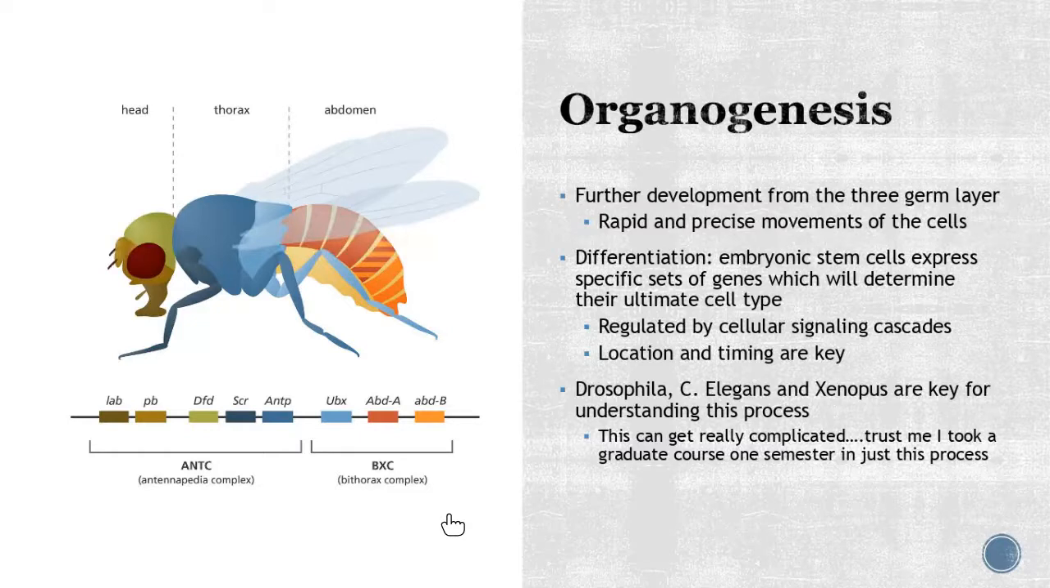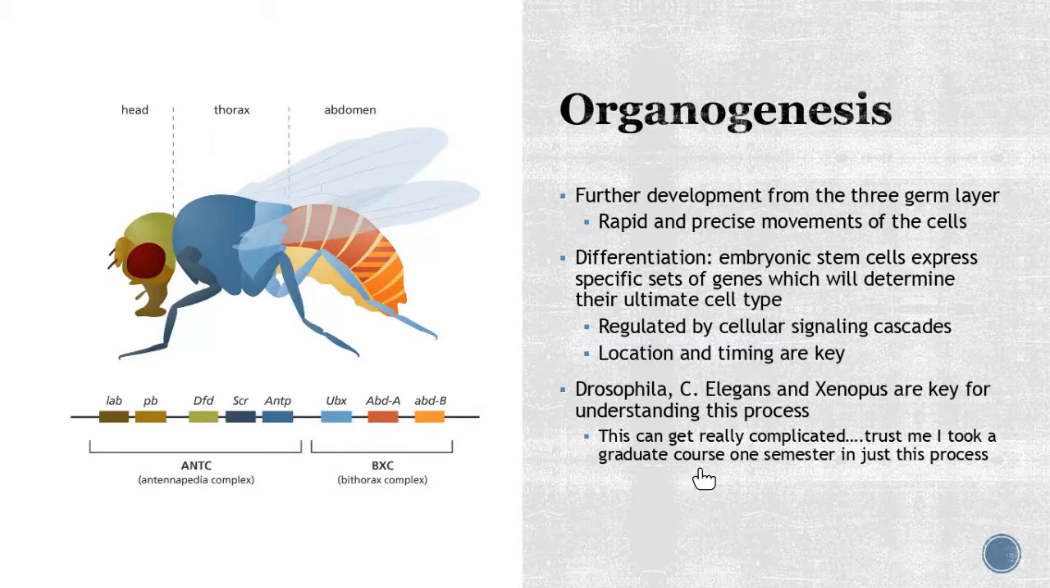Now, this process of differentiation all comes down to genes. It's location, certain things turning on and off at certain times. And it's all going to be causing all these different signaling cascades. And like I said, location and timing are key. And that's why we really love to understand genes and how important they are for development.